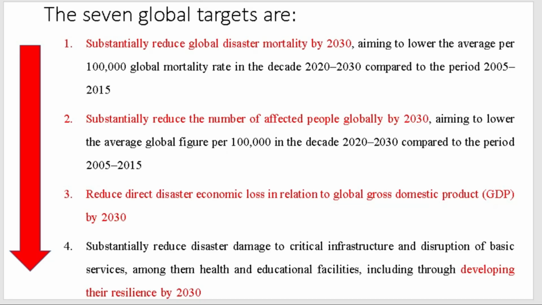Next one is substantially reduce the number of people affected globally by 2030. The aim is to lower the average global figure per lakh in the decade of 2020 to 2030 compared to the period 2005 to 2015. Next one is reduce the direct disaster economic loss in relation to global gross domestic product (GDP) by 2030. Substantially reduce disaster damage to critical infrastructure and disruption of basic services, among them health and educational facilities, including through developing their resilience by 2030. By 2030 we have to decrease all these 4 points.